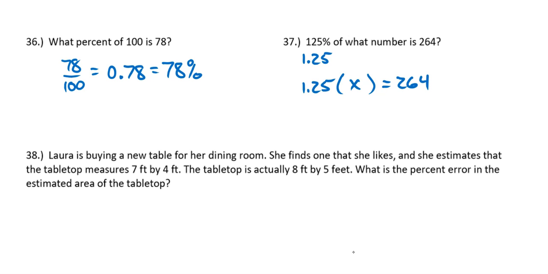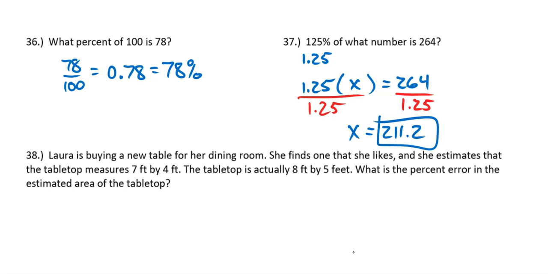Okay, so once again, I'm going to divide each side. And you could also do your is over of equals percent over 100 on this if you would like. That's an acceptable way to do it. So it's 211.2. Okay, so if I found 125% of 211.2, it would give me 264.